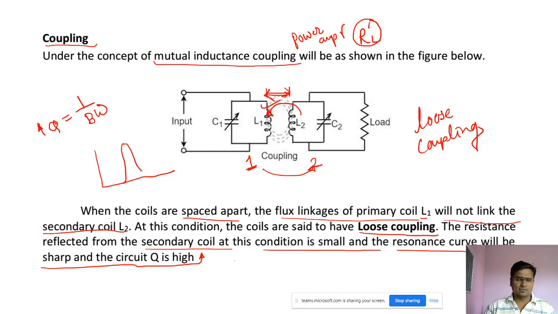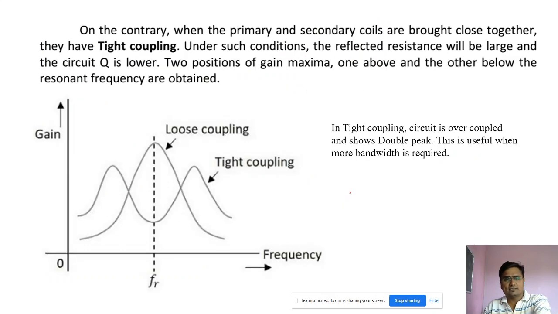Look at this, this is the curve I will get if I have this loose coupling. Now the second option is to decrease the distance between L1 and L2. Let them come closer. Look at the second slide. Now I'm decreasing the distance between L1 and L2, and I'm calling it tight coupling. I'm giving it a separate name: tight coupling.